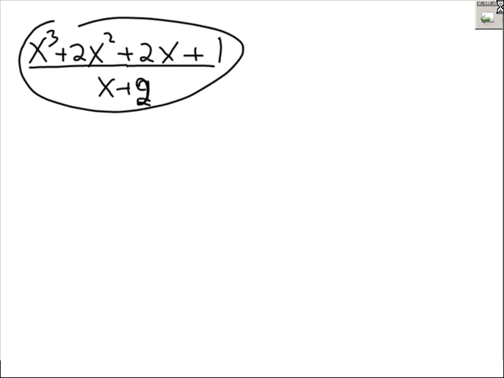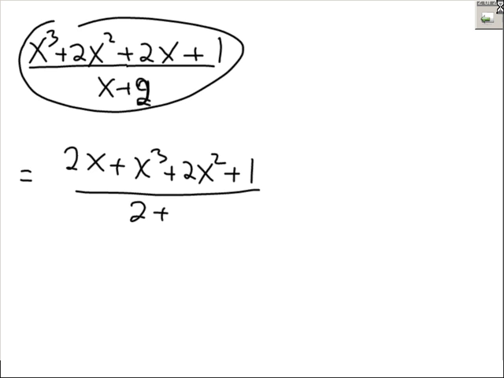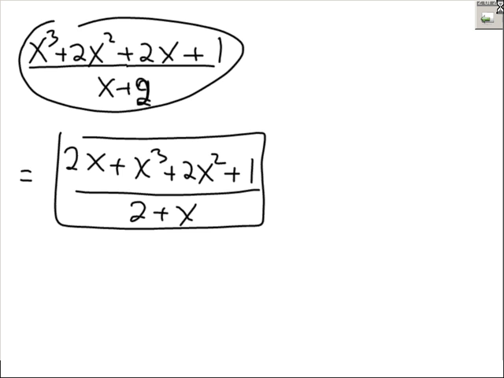If instead it looked like this, that is, it's still equal, 2x plus x cubed plus 2x squared plus 1, all divided by, say, 2 plus x. Say this is what was given. When you start to do the long division, you're going to put something that equals 2 plus x in front. You need to write it from highest power of x to lowest power of x. The x is x to the 1, and the plus 2 is x to the 0. The powers of x decrease. It went from 1 to 0.